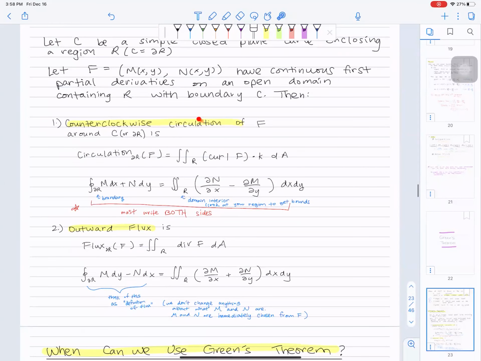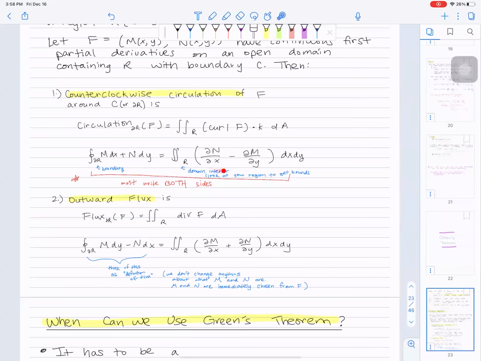Green's theorem, you have two versions, circulation version and flux version. Note that you can derive the flux version from the circulation version. So if you don't want to memorize two things, you can just memorize what is flux and memorize Green's theorem for circulation. Okay, and that's exactly what I just said.